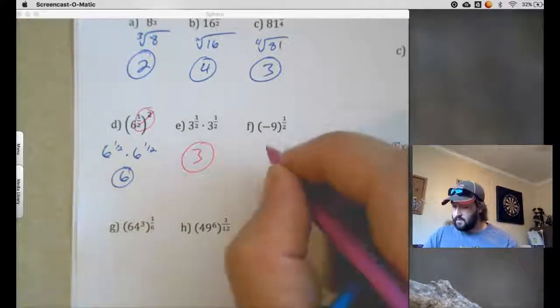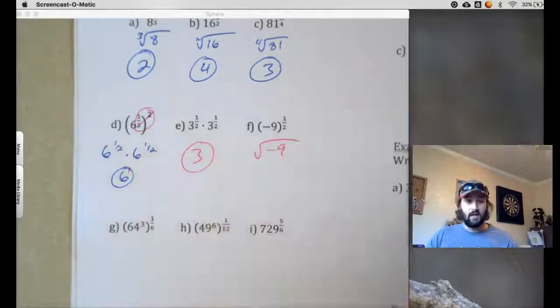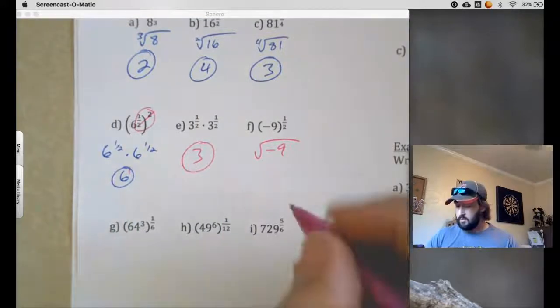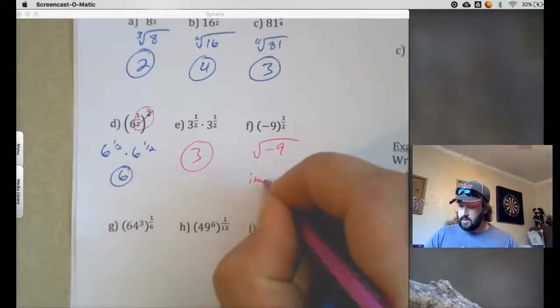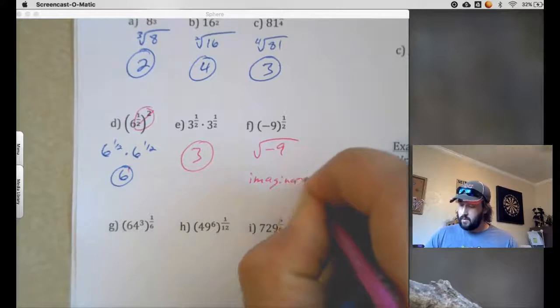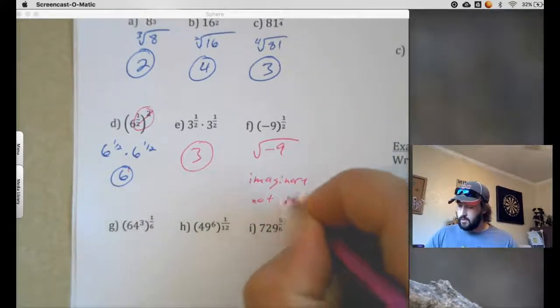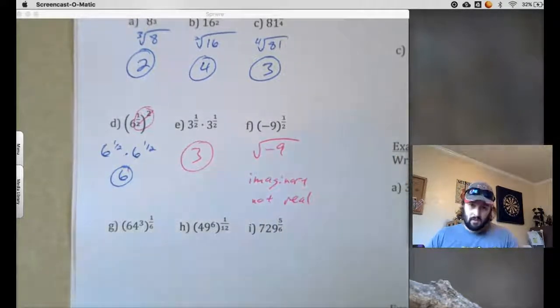-9 to the 1/2, so that is the square root of -9. Well, that creates imaginary solutions. We're not going to work with these right now, and we are just going to say this is imaginary or not real. Imaginary, not real, same thing.